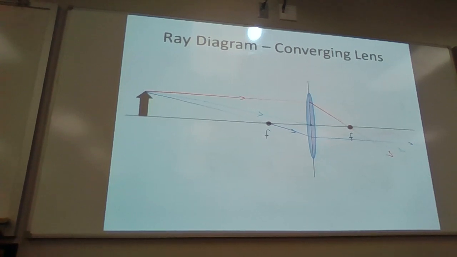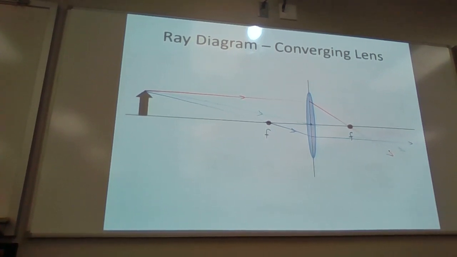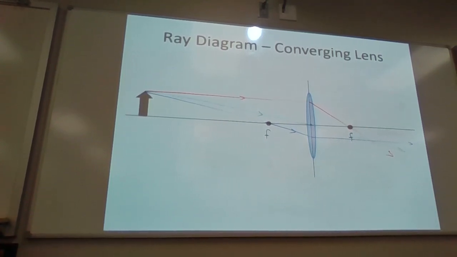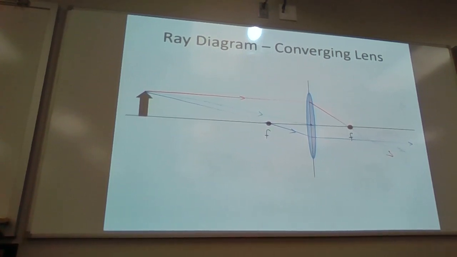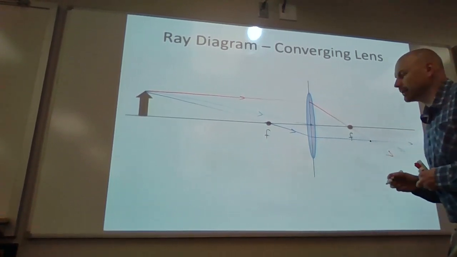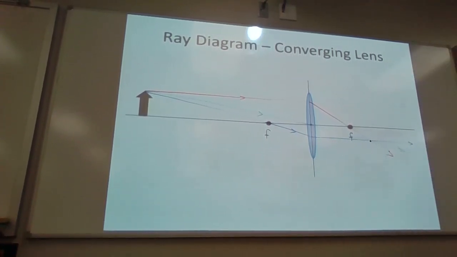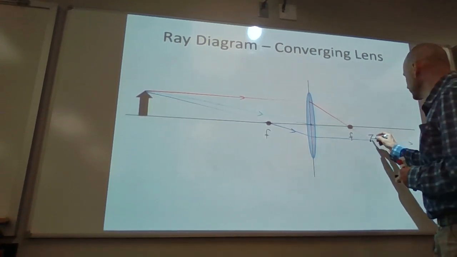So the one that goes through the center just goes straight through. Okay? So you just keep going? Yep. Okay? Everybody good? So where they intersect, that is your image. That's where your image is located.